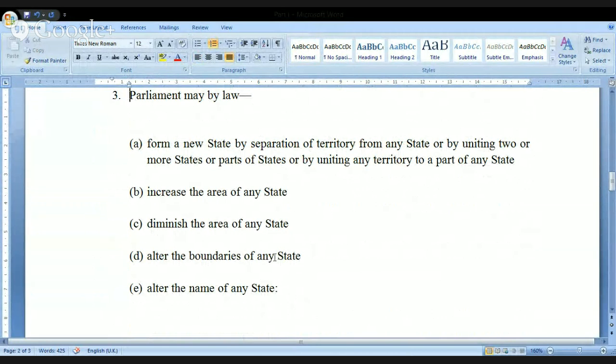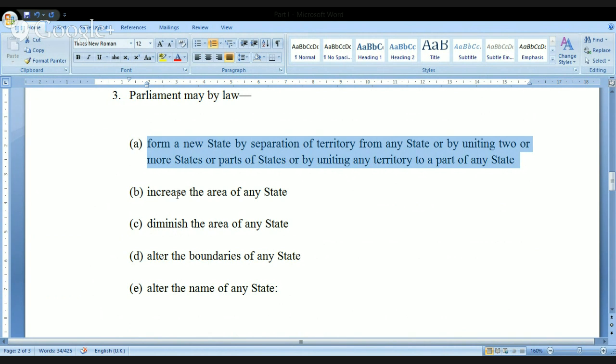And if you look at Article 3, Clause A, it is saying very clearly, Parliament may by law form a new state by separation of territory from any state, or by uniting two or more states, or parts of states, or by uniting any territory to a part of any state. This is the power of the Parliament with respect to the formation of the new states.